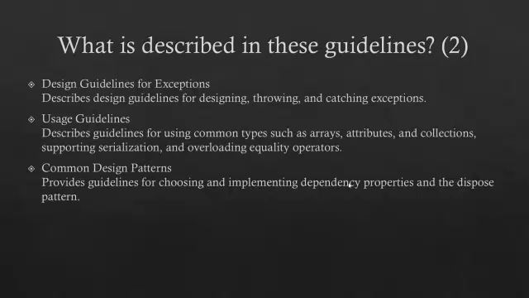Usage guidelines. Which types do you use for common types? So do you use array, attributes, collections, and how do you overload, for example, equality operators? Do you overload equality operators? A lot of times when I see frameworks and I see classes, they do not overload the equality operator, which means that equality is based on the reference.